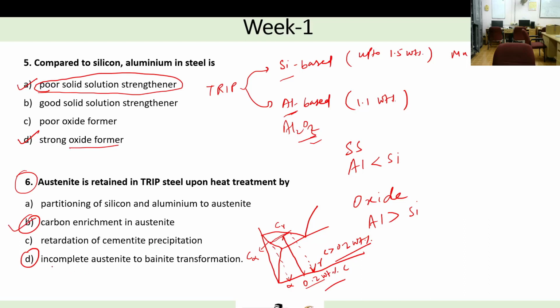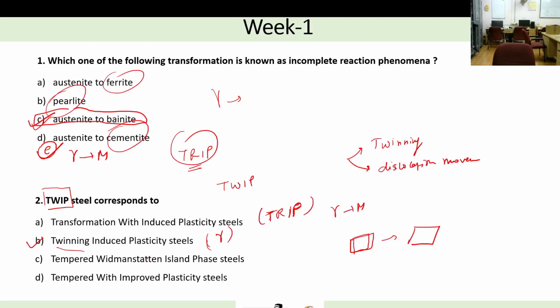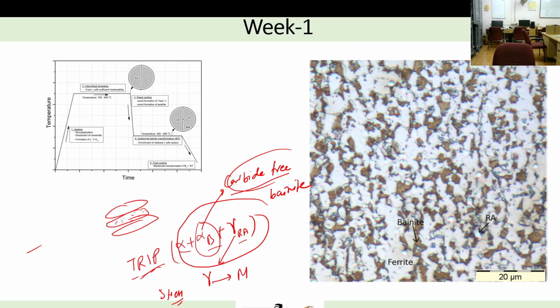The second is D, incomplete austenite to bainite transformation. In TRIP steel, what is transformation induced plasticity? You want to retain the austenite in your microstructure, so that this retained austenite gets transformed to martensite. It doesn't matter if some bainitic transformation is taking place, but you don't want all the austenite to get transformed to bainite. I will show you that heat treatment cycle, then you will understand it better.